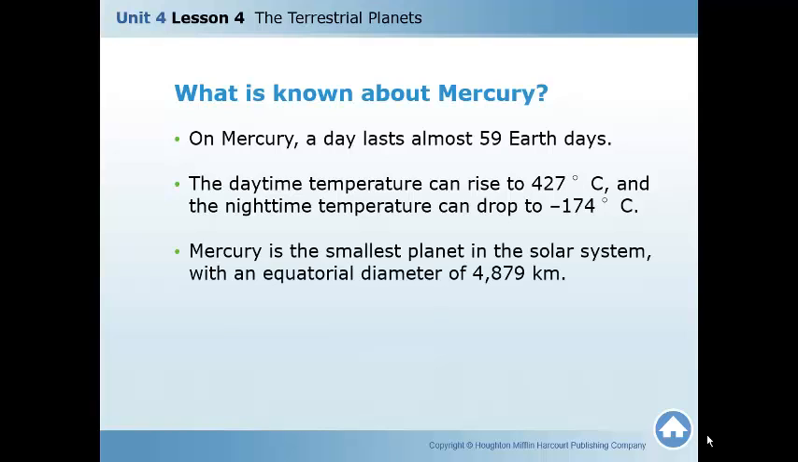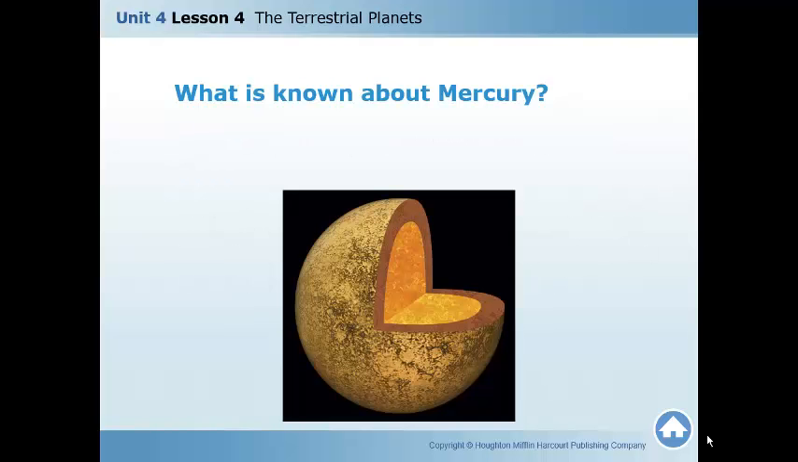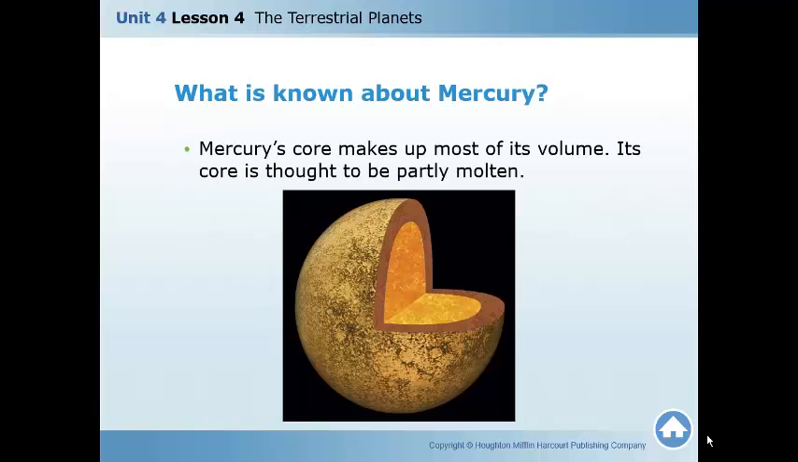Mercury is the smallest planet in the solar system. It has an equatorial diameter of 4,879 kilometers. That means the distance across the equator of Mercury. What is known about Mercury? We know that Mercury's core makes up most of its volume, and its core is thought to be partly molten. So here's the center, the core, and iron. Remember, we talked that it was a large iron core, and it's thought to be partly molten. That means somewhat melted.